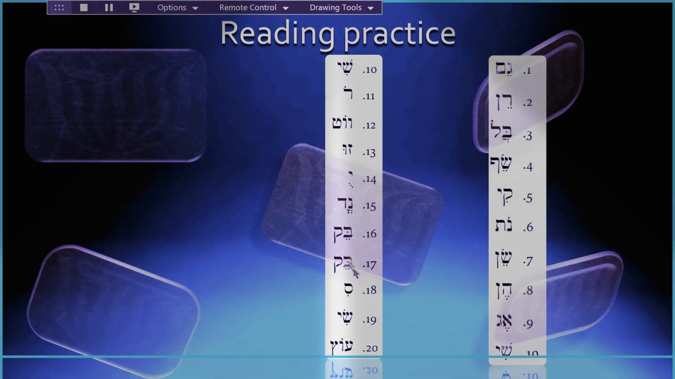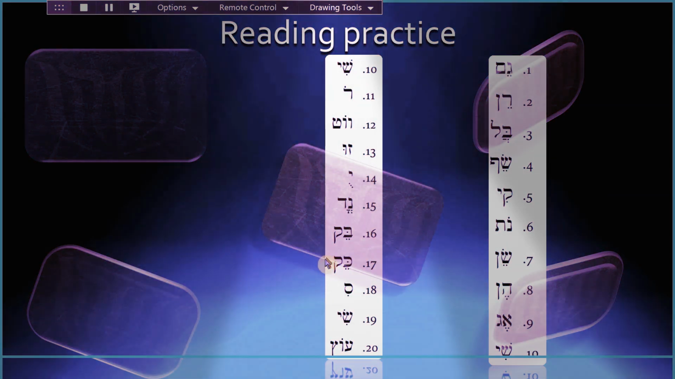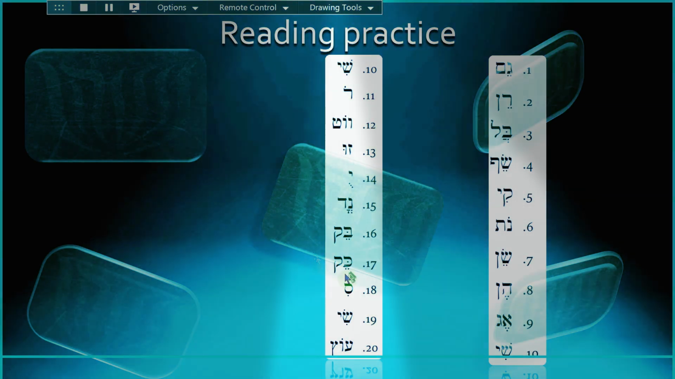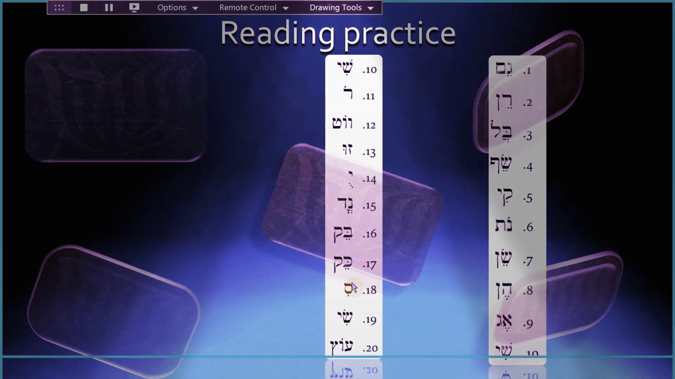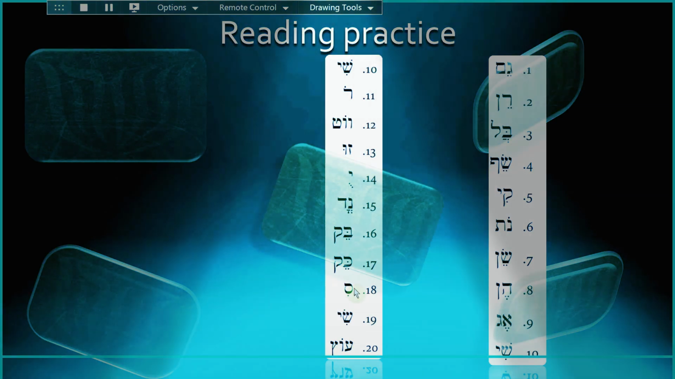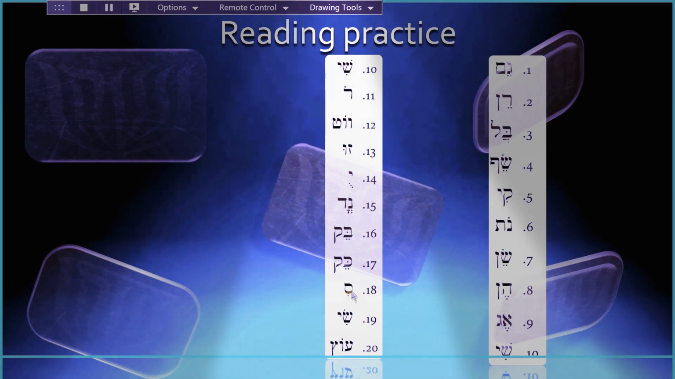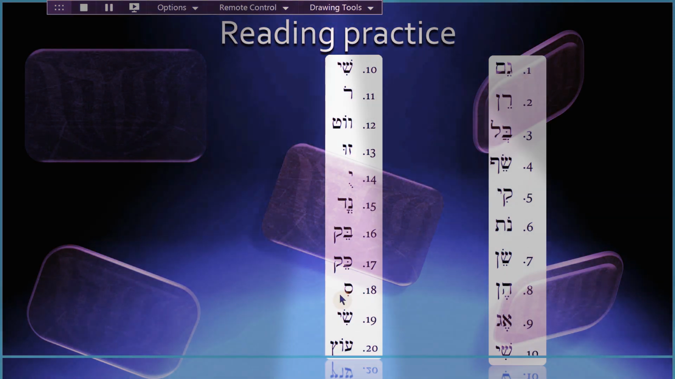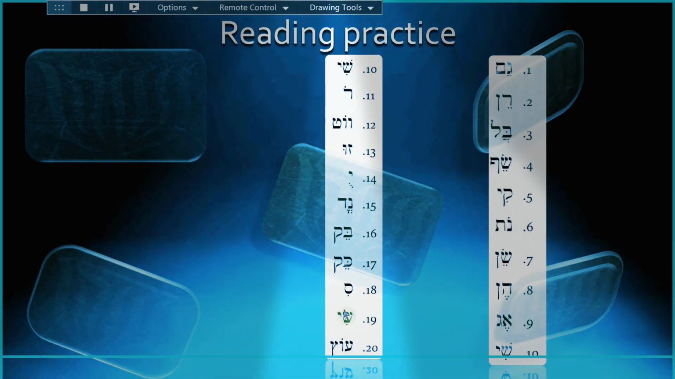Number 17. Cake. Number 18. Si. Though when there's the accent, it can be si. Number 19. Notice the dot is on the left of the letter here, so this is an S sound.